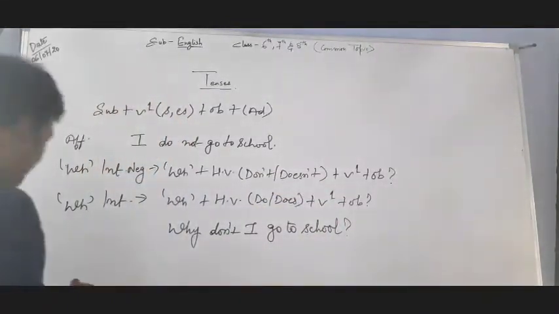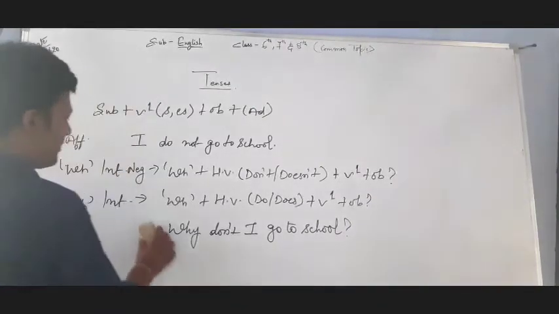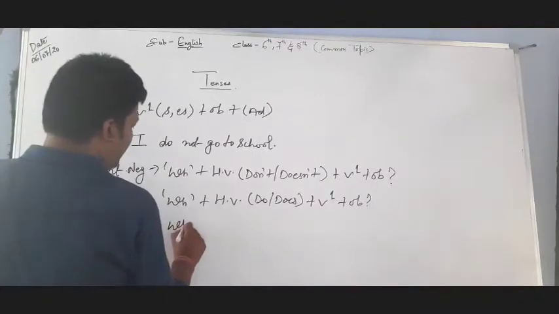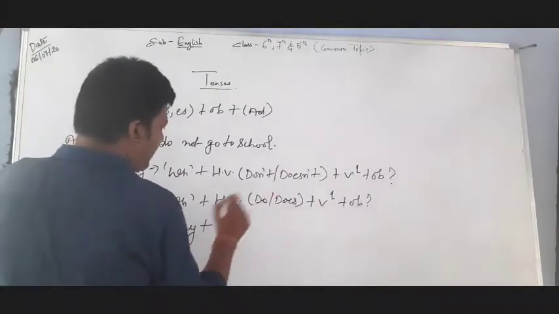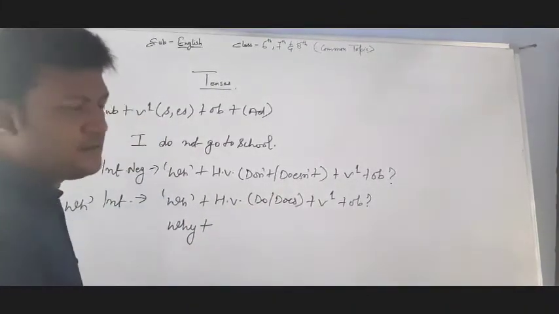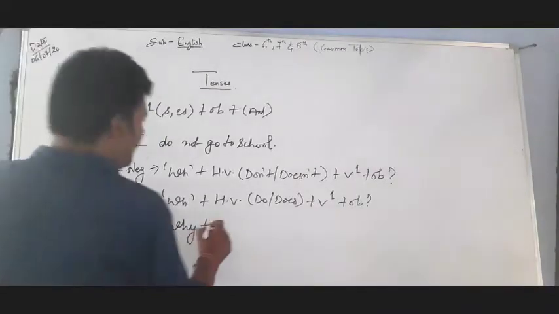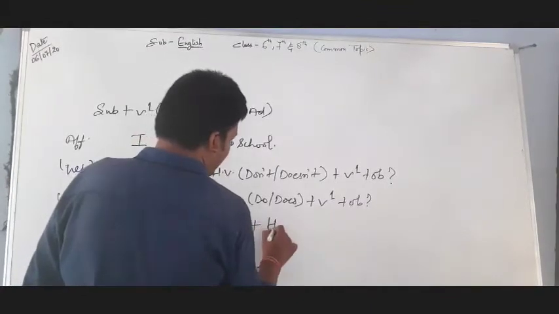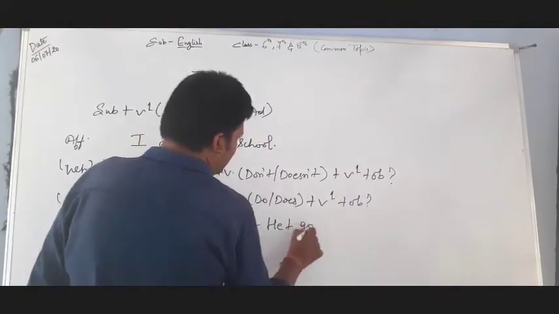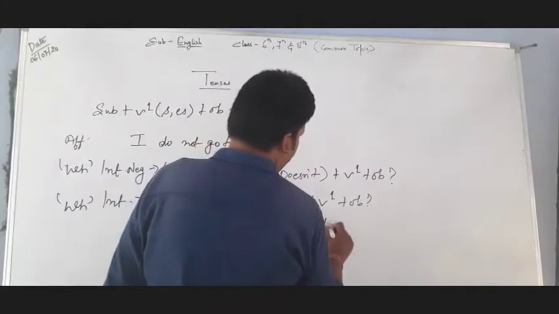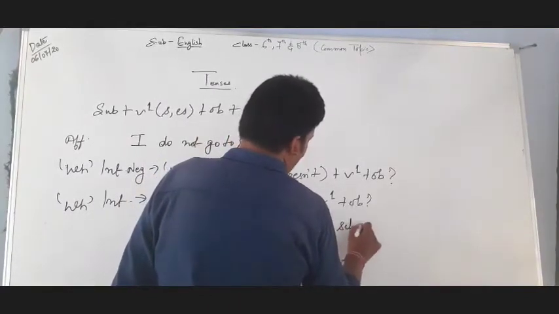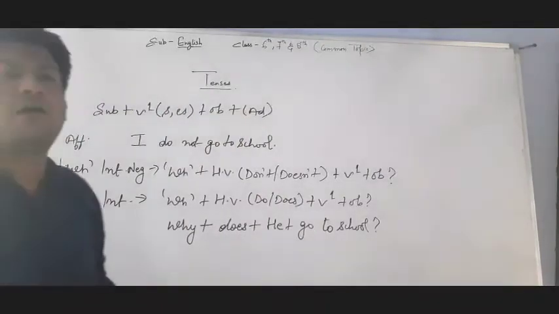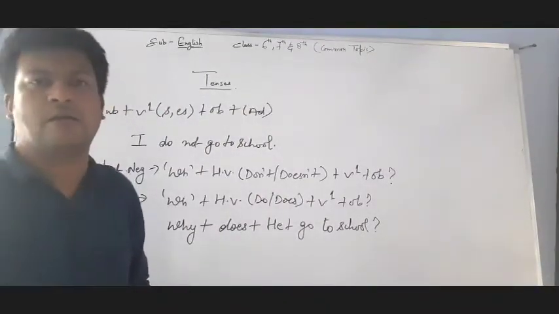Now if I want to write WH word interrogative only, then I will write WH word as why plus helping verb. Let's take the subject as he. Why does he, plus subject he, plus go as verb first form, to school. Why does he go to school? So this is the way I ask questions.